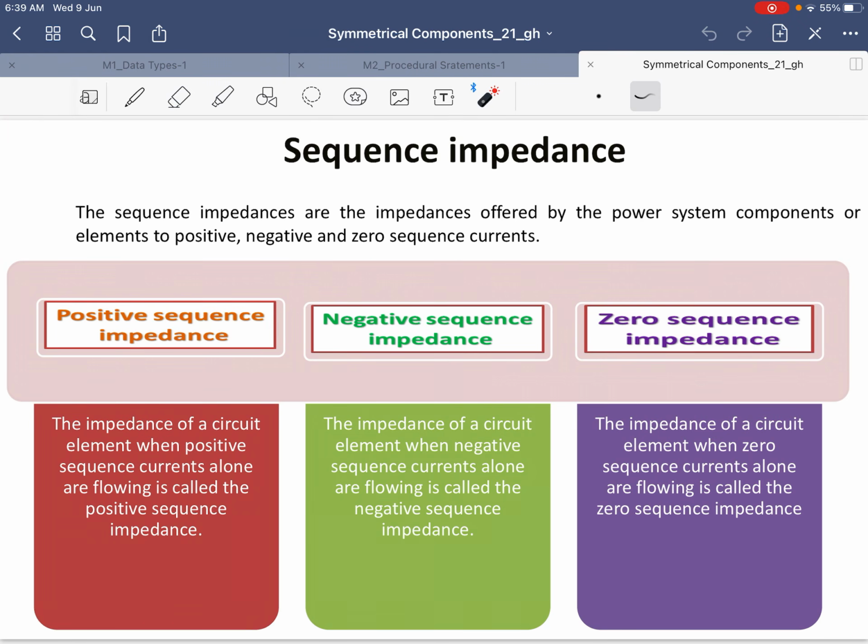Similarly, the impedance of a circuit element when negative sequence current alone is flowing is called the negative sequence impedance. That is, the impedance offered by the circuit to the negative sequence current is called the negative sequence impedance. Similarly, the impedance of a circuit element when zero sequence currents alone are flowing is called the zero sequence impedance. This is how we define the positive, negative and zero sequence impedance of any circuit element.